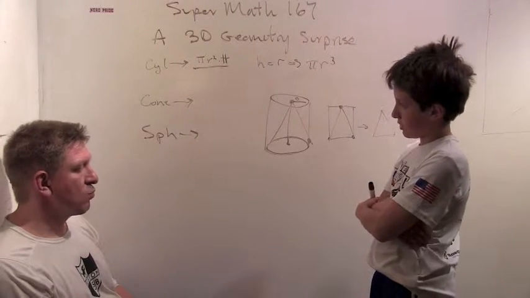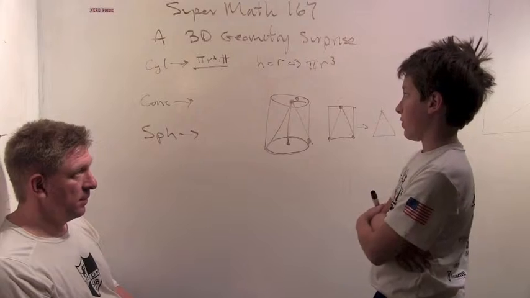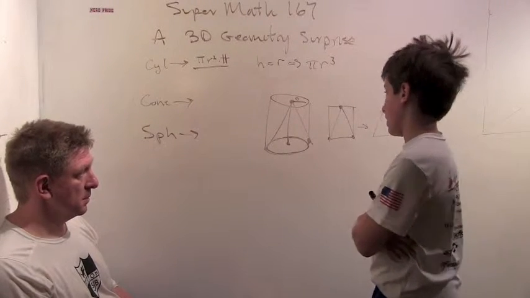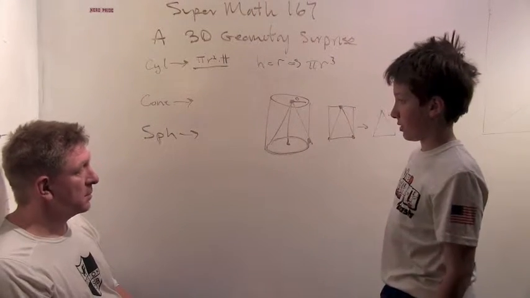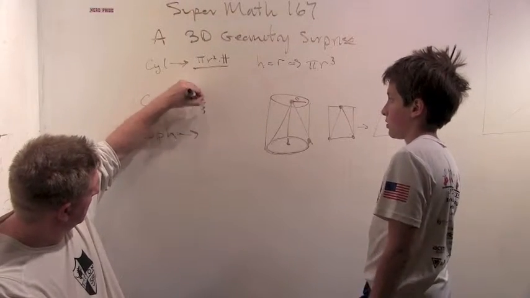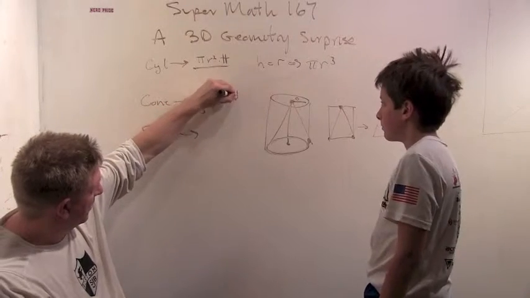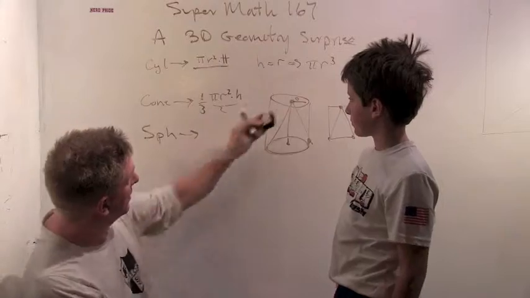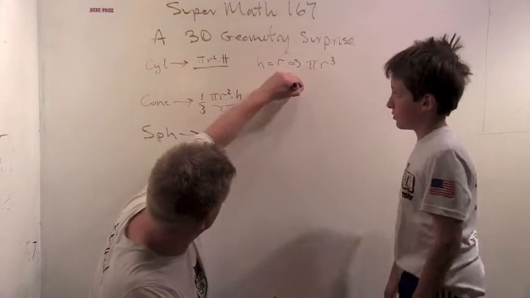But how much less? Do you remember what it was for pyramids? It was 1/3 base times height. So maybe it's that, because a cone is just a circular pyramid. That's what we're going to see. It's 1/3 base, pi r squared, times height. And the height was the radius. So if the height's the radius, what's the volume of the cone? It's 1/3 pi r cubed.